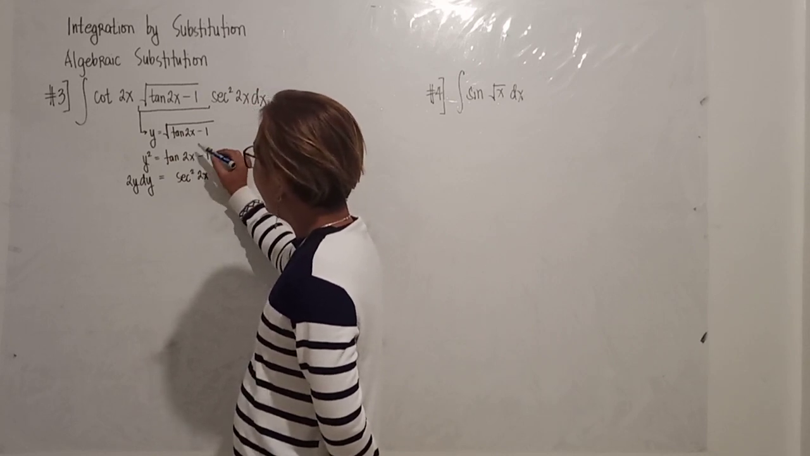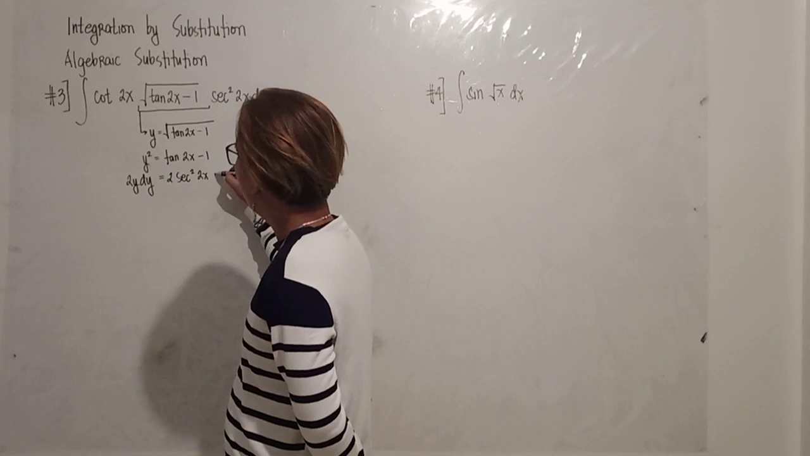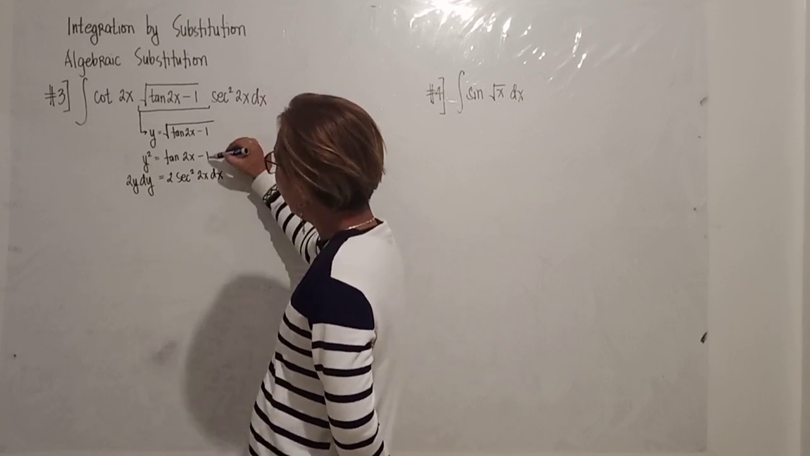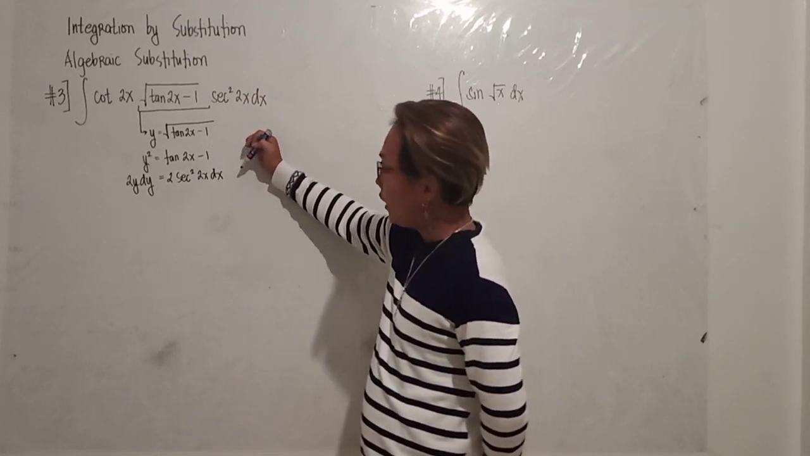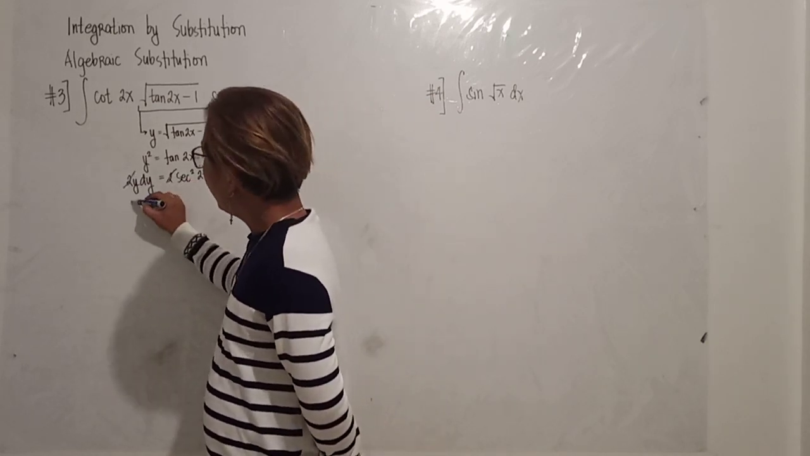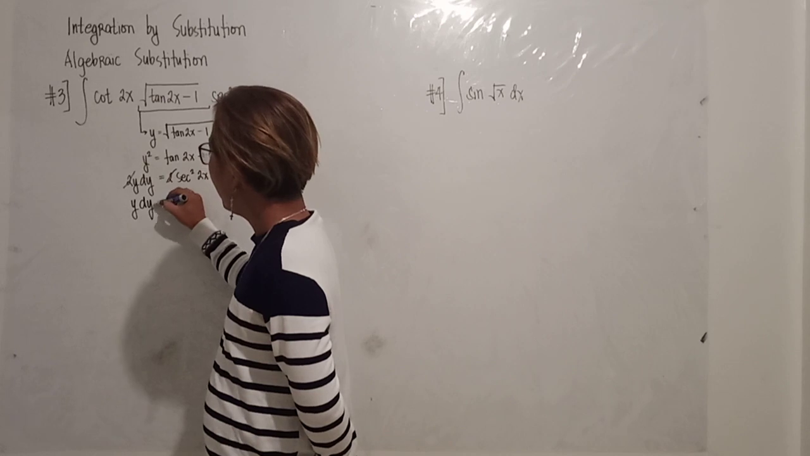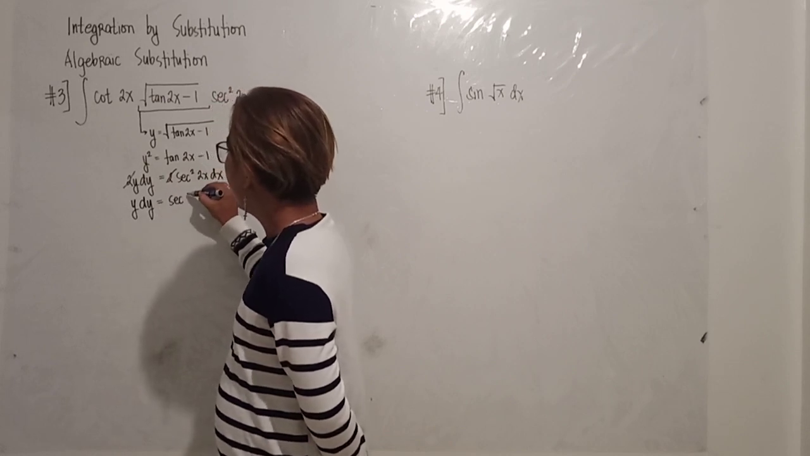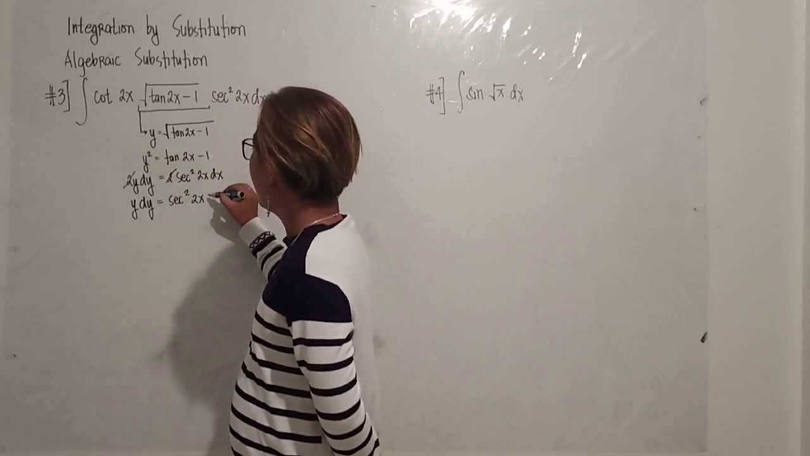Then the derivative of your angle is 2 dx. Then the derivative of negative 1 is 0. Both having 2 cancels the 2. You will now have y dy equals secant squared of 2x dx.